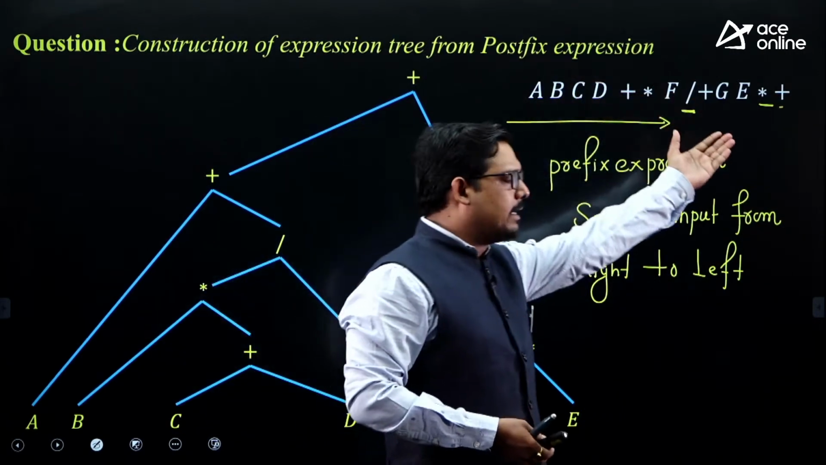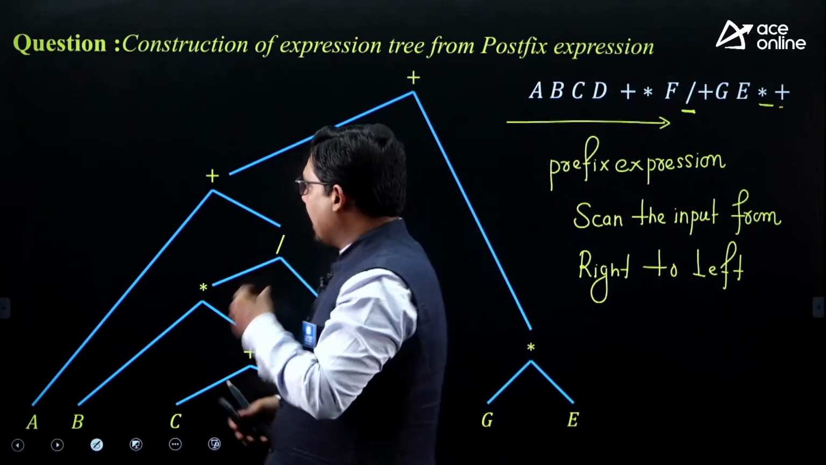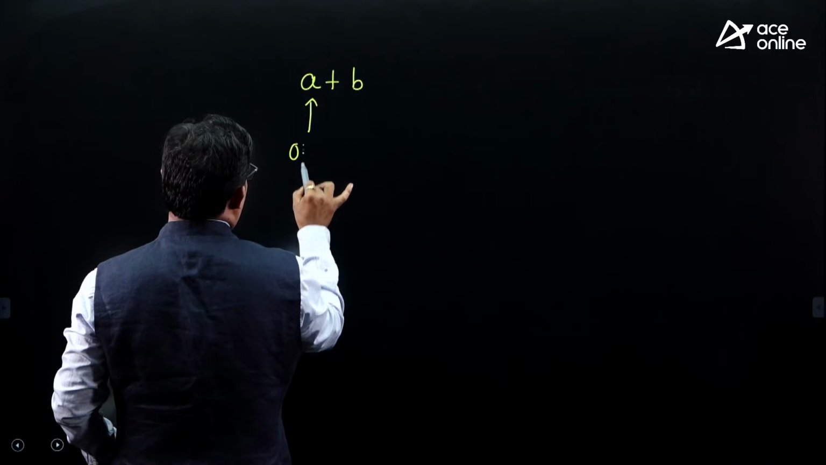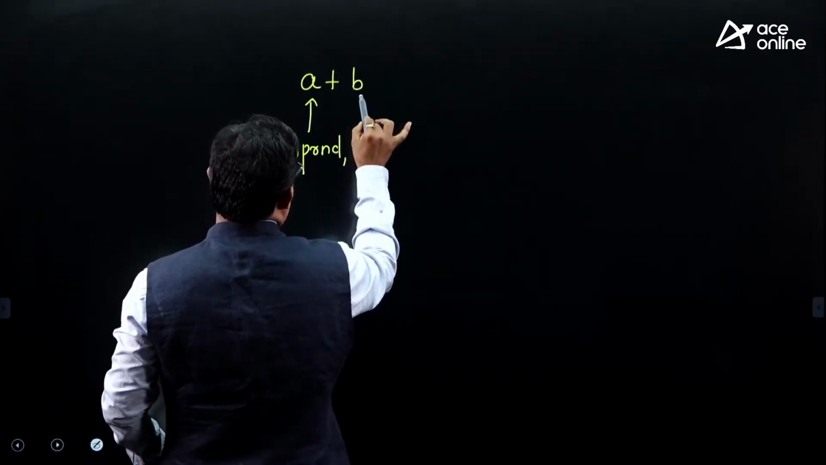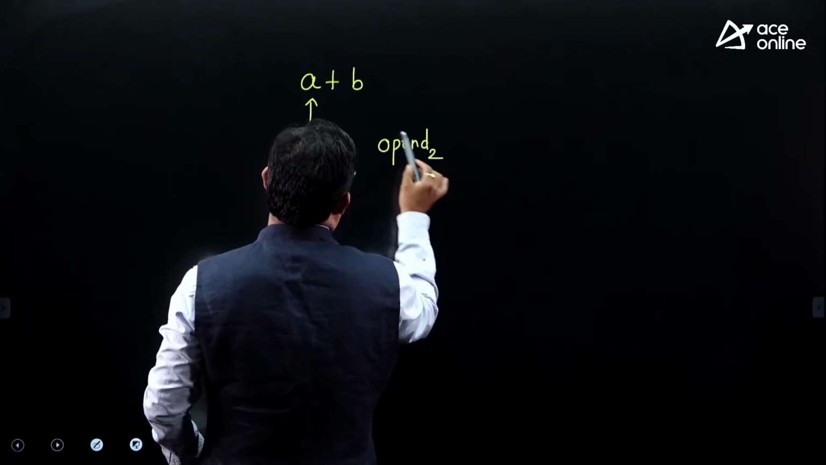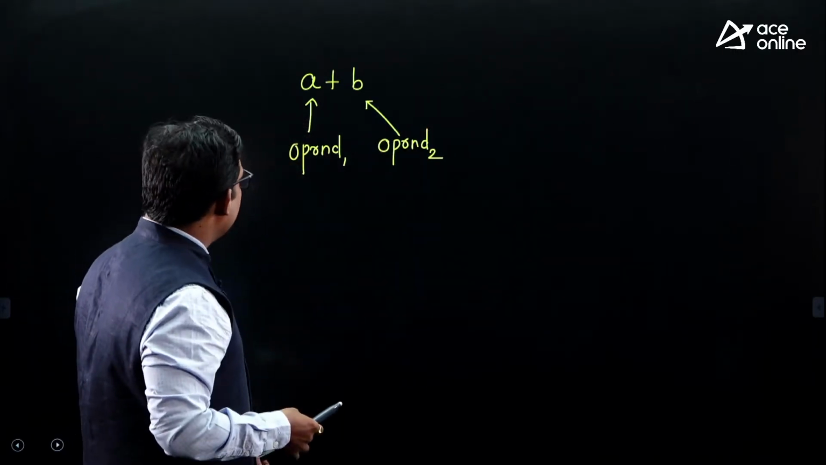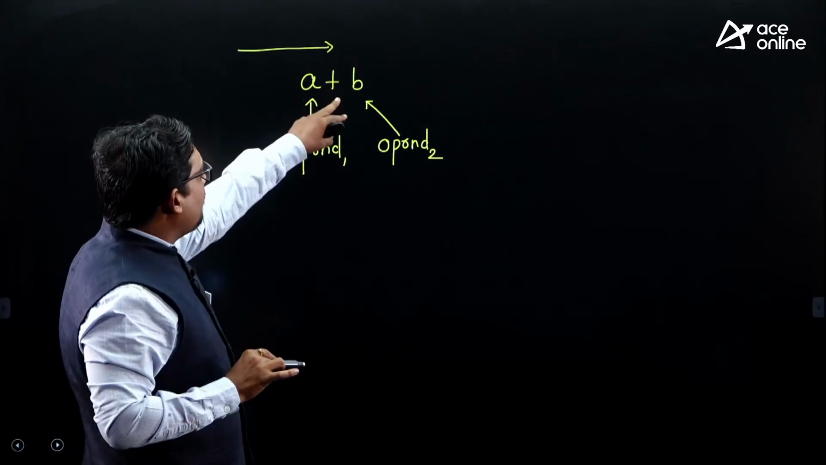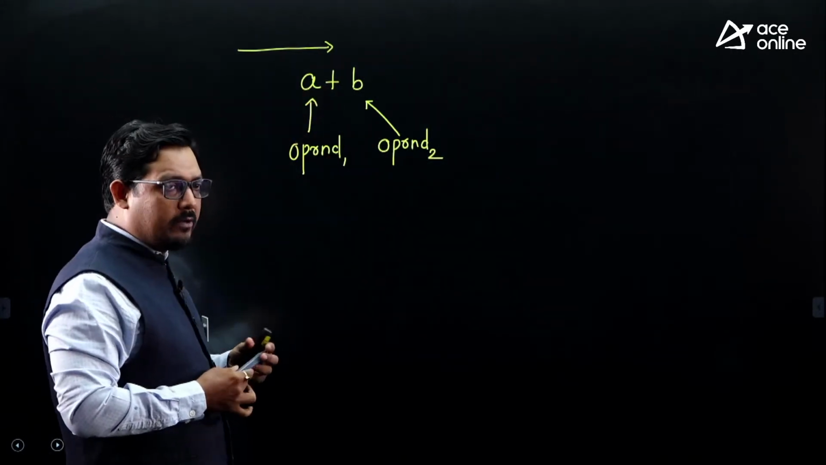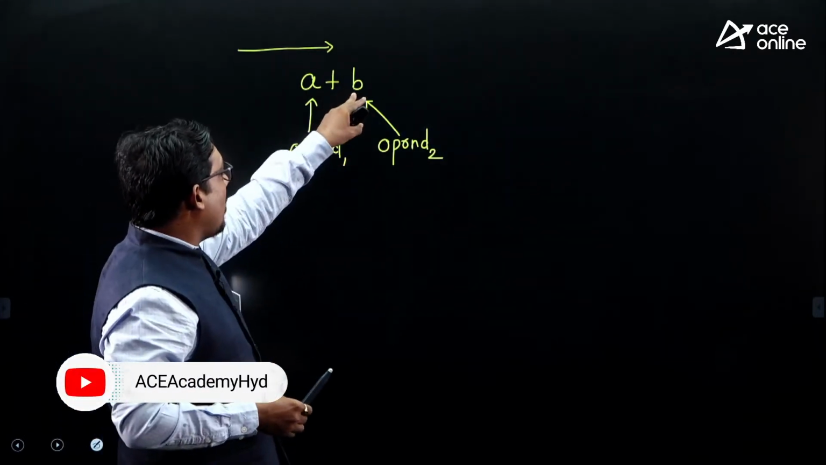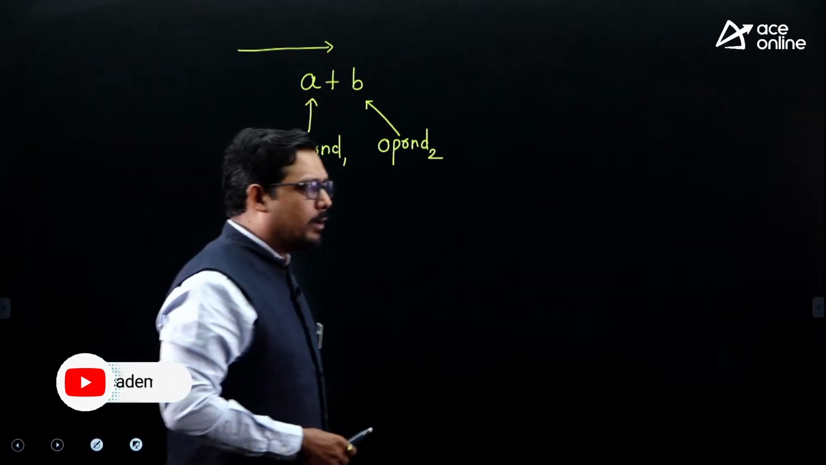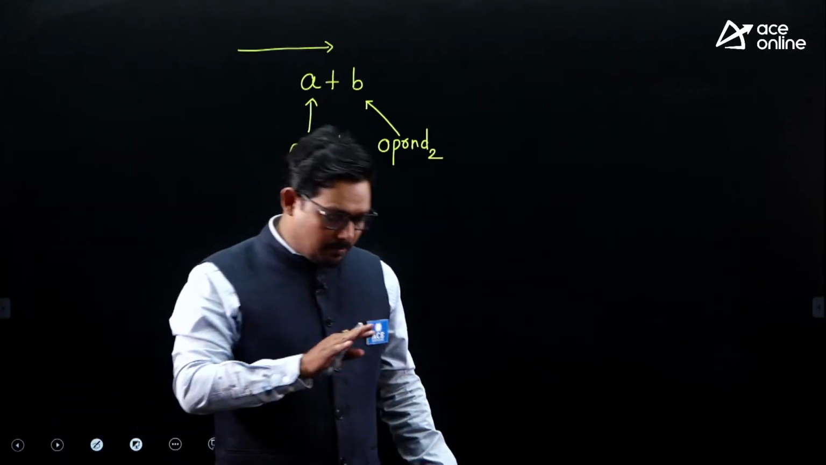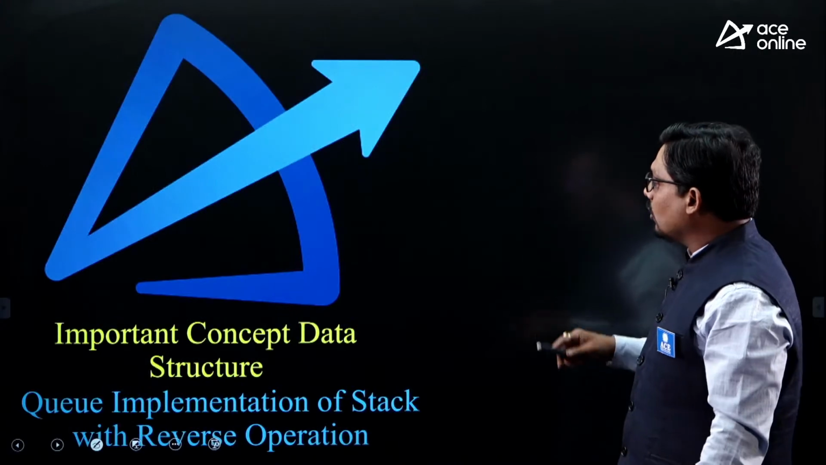Now for prefix, we will go from right to left. When you scan an expression A plus B, this is the first operand, which we call operand 1, and this is the second operand, operand 2. If you scan from left to right, then the top will be operand 2 and the top minus 1 will be operand 1. But when it goes from right to left, the top will become operand 1 and top minus 1 will become operand 2. That is the only difference here. Otherwise, we can evaluate it without any problem. So that is the concept here.